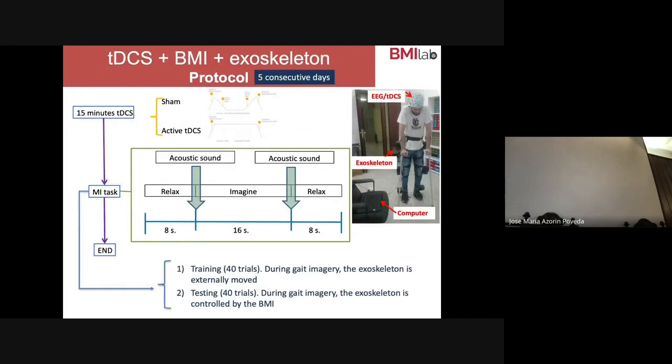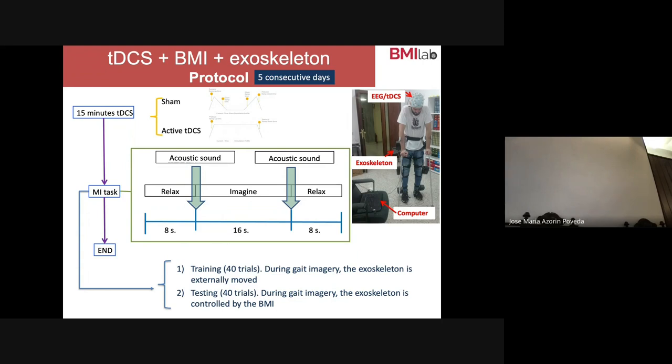Well, taking that into account, we developed this protocol in order to train the system and in order to test the system. As I said before, first of all, the person received 15 minutes of stimulation. I mean, the person is, for instance, with the cap, it is the same. I have to say that there were 2 groups of people. One that was actually receiving the stimulation, and the other one that didn't receive any stimulation. We told those people that they were going to receive the stimulation, but they weren't stimulated, only to check if there was some kind of placebo effect.